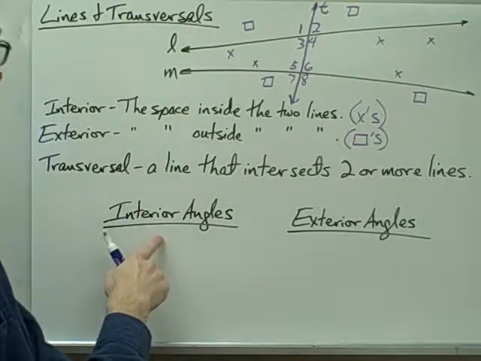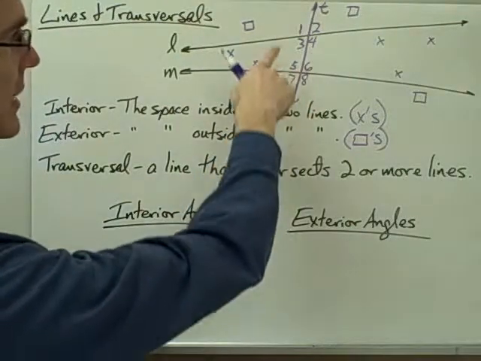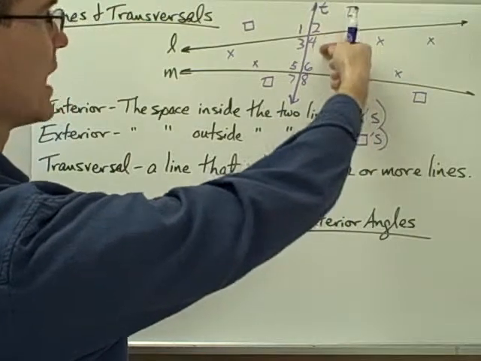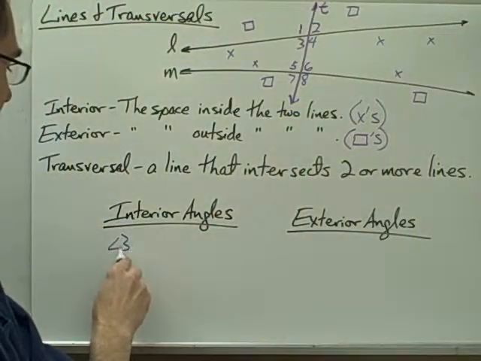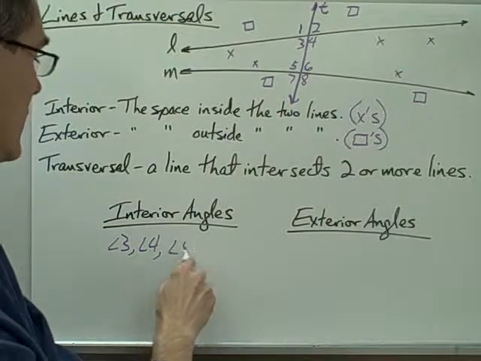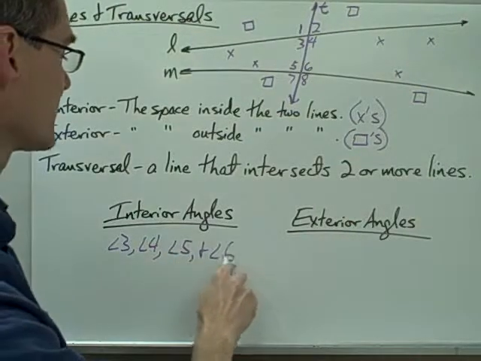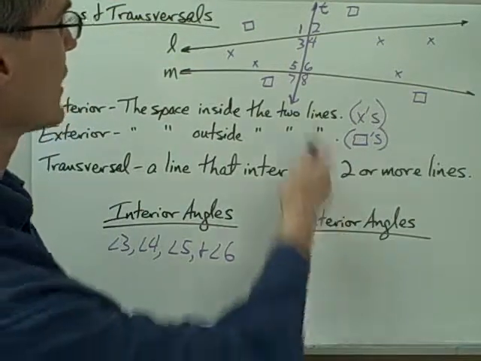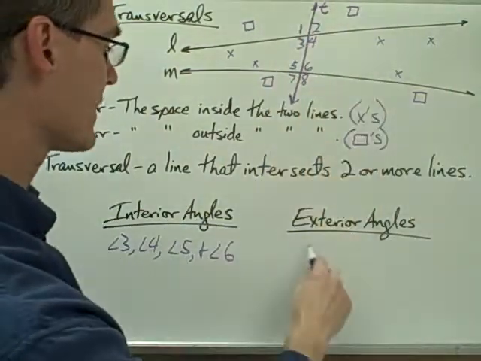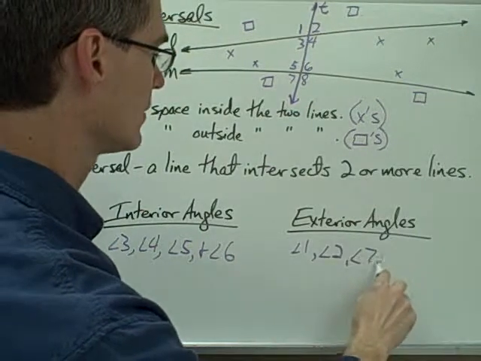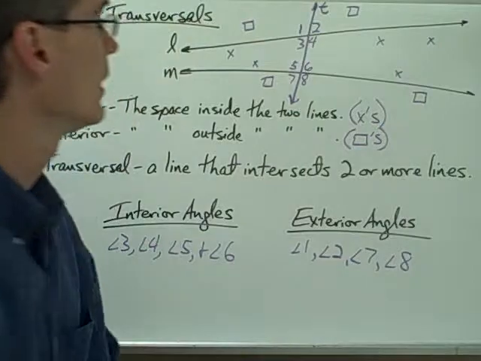So let's go ahead and name those. All my interior angles in this figure right here, that's these angles here that are inside the two lines. That's going to be angle 3, angle 4, angle 5, and angle 6. Those are all interior angles. And all of my exterior angles are just 1, 2, and 7, and 8. Angle 1, angle 2, angle 7, and angle 8.